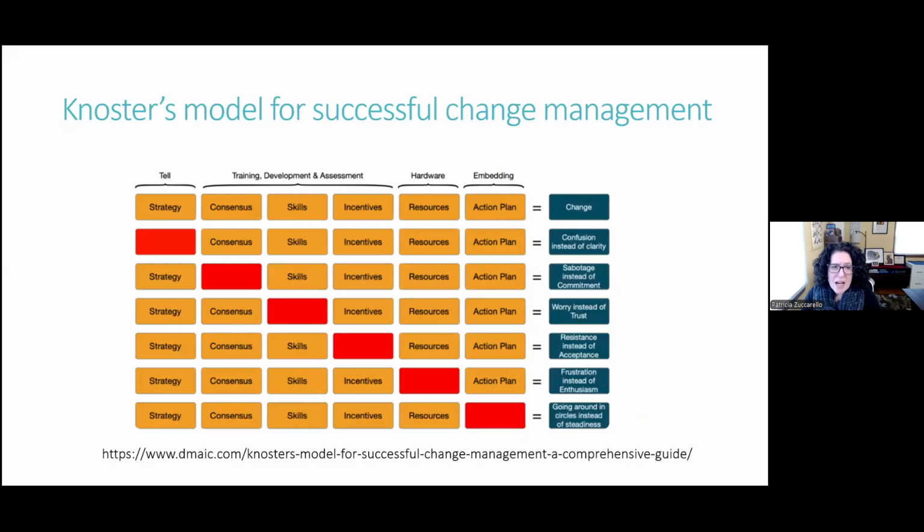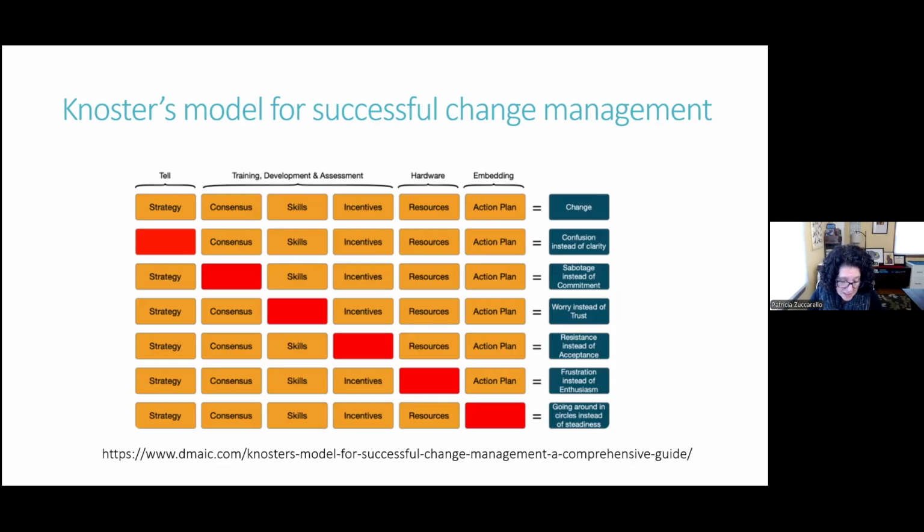I'm not sure if all of you are familiar with this particular model for successful change management, but when I was thinking about what is in the bucket for managing change, I was thinking about this model. I feel like it very closely mimics what we expect you to do in managing the change. The first one is that you need to tell what is going on. This first column is the tell: what is your strategy? Why are you doing what you're doing? These next 3 columns are all about training and professional development: building consensus, providing skills, and then providing incentives.